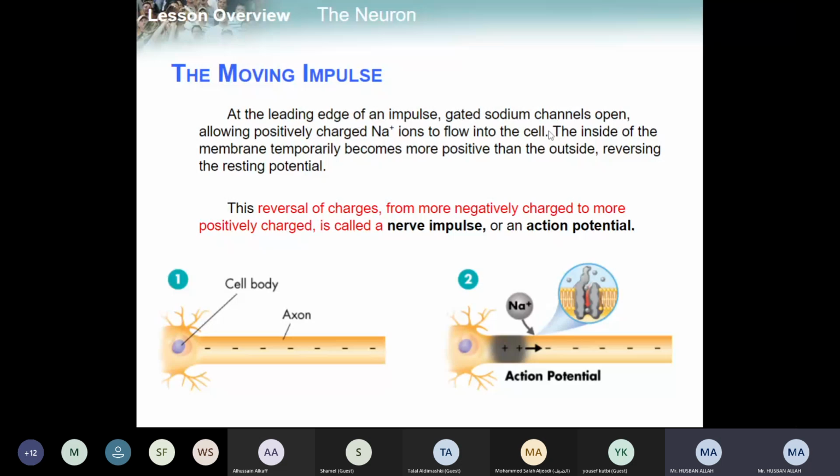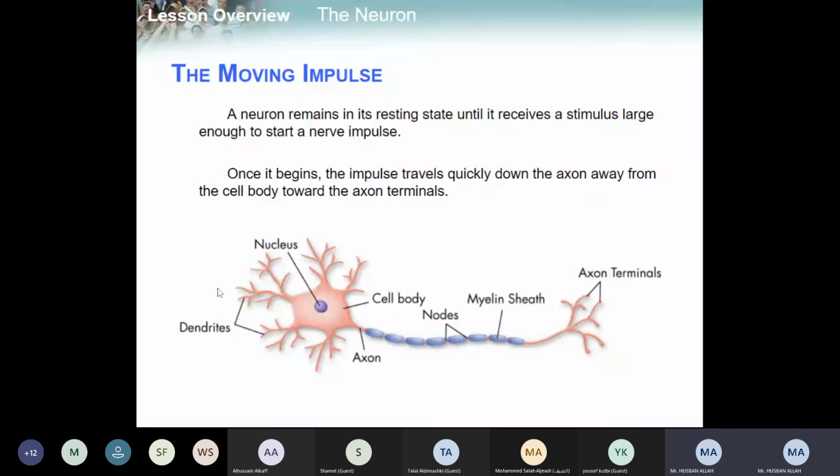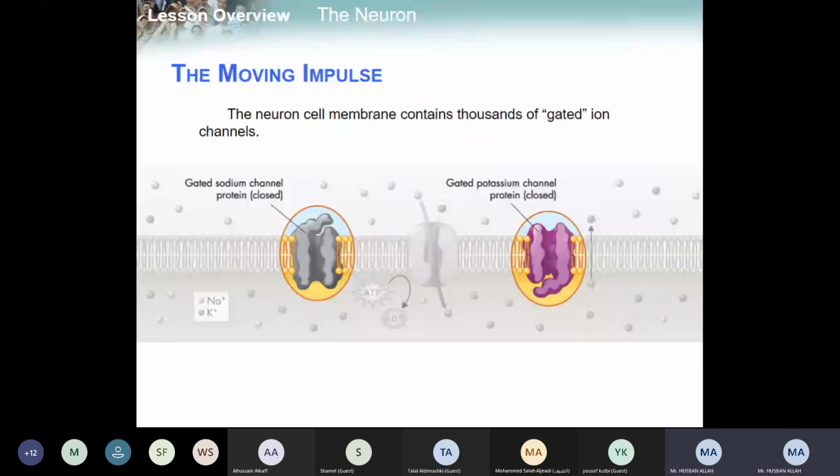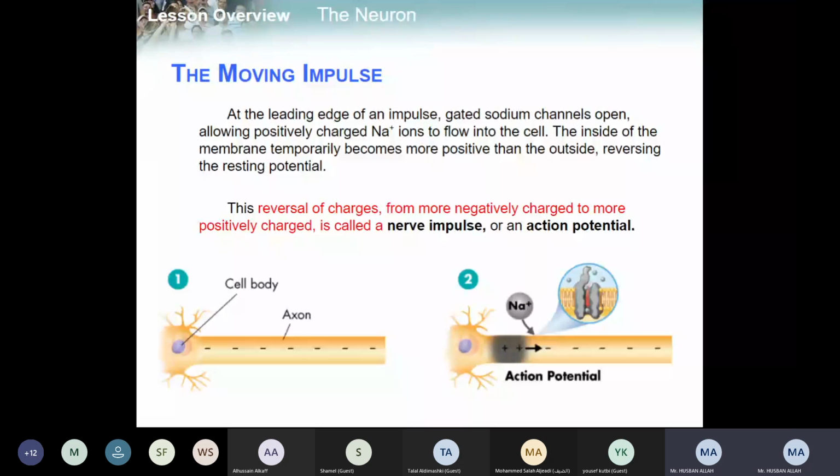Let's suppose, looking at this point, an impulse is generated. It will travel through the axon till the axon terminal. We know that the cell membrane of the neurons contains thousands of gated ion channels. So let's suppose the neuron is stimulated for specific ions, sodium or potassium. It is already connected there with the cell membrane.